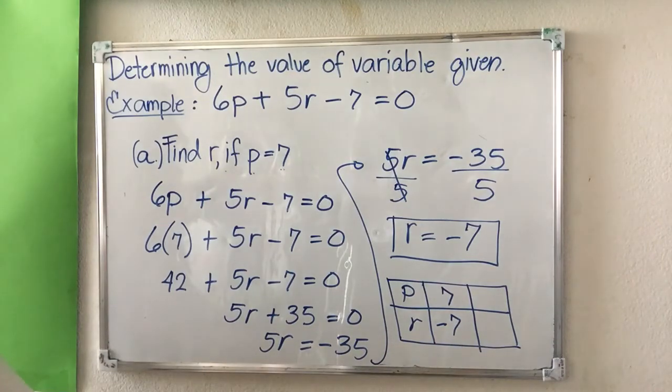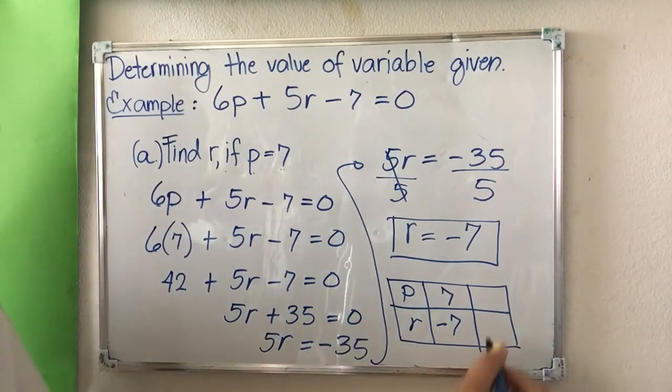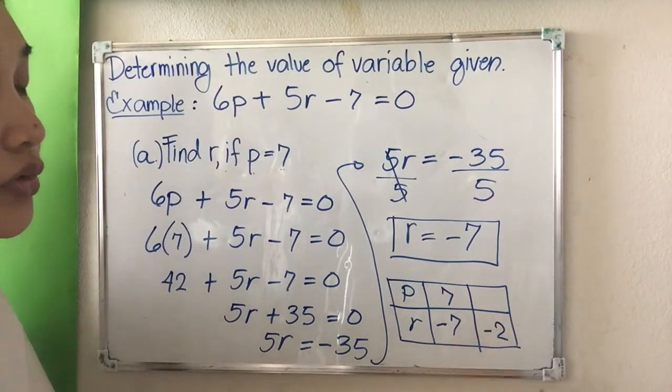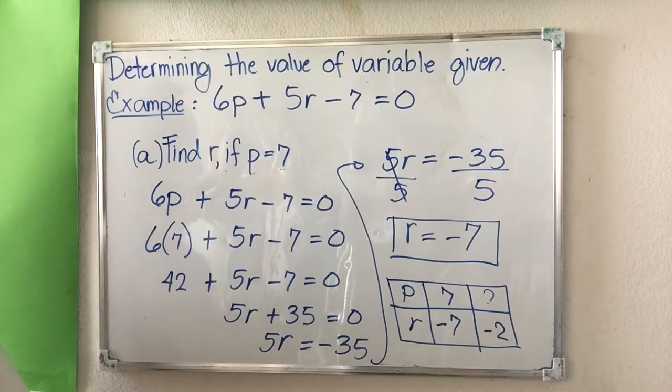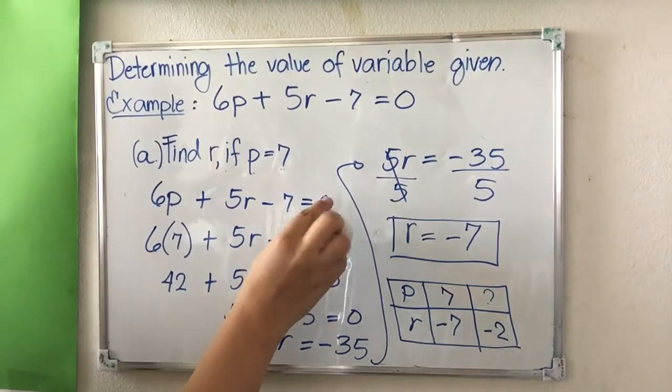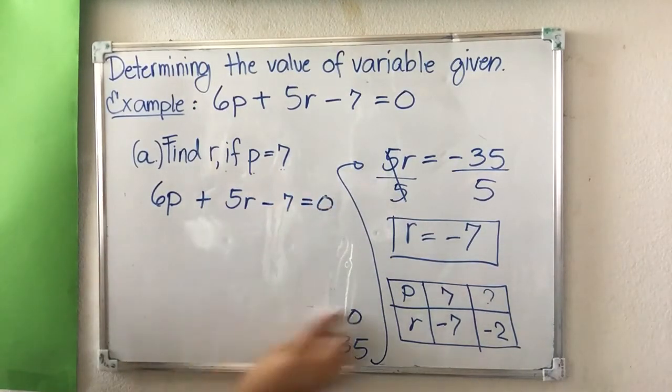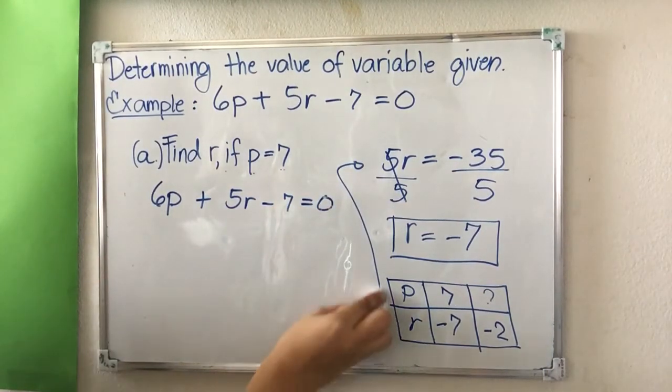Now how about if our r is equal to, give me a number. Okay, how about negative 2? What is our p? Okay, so let's erase this one. So let's change.